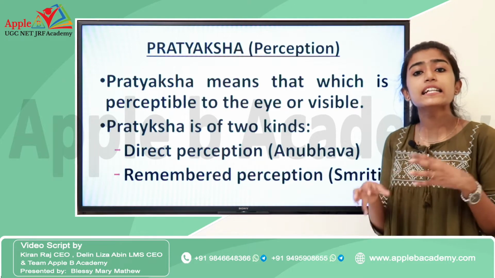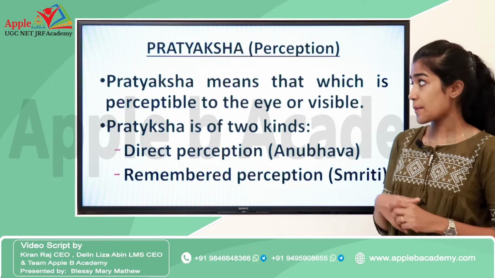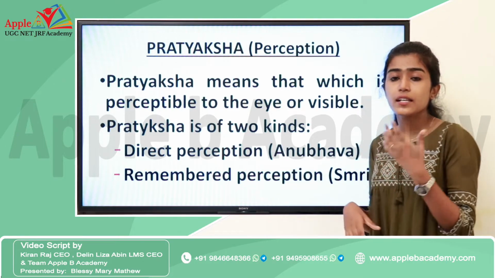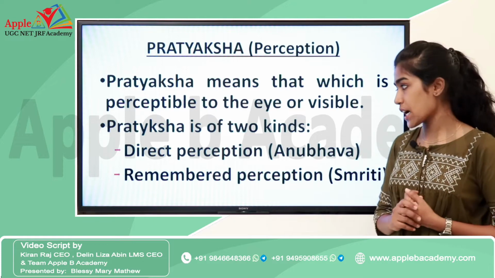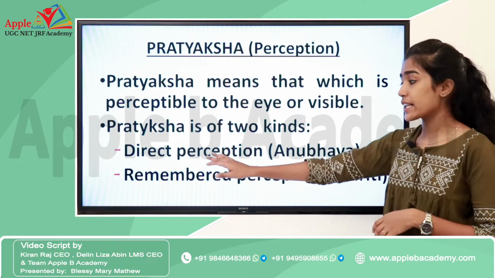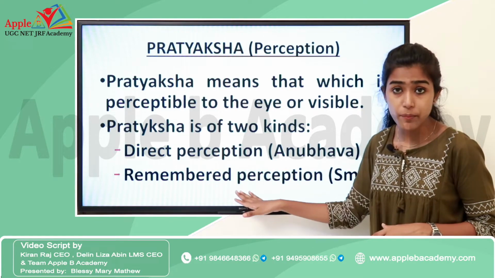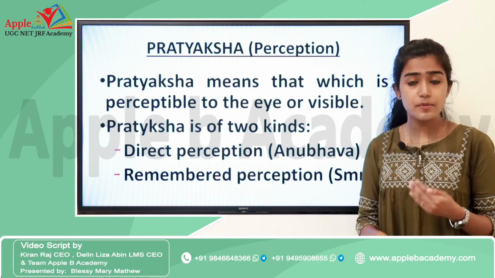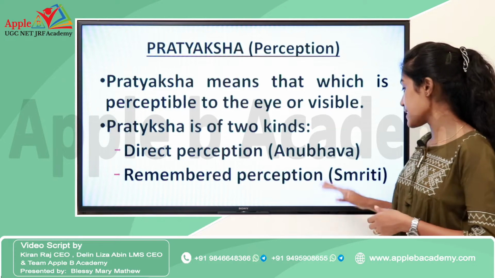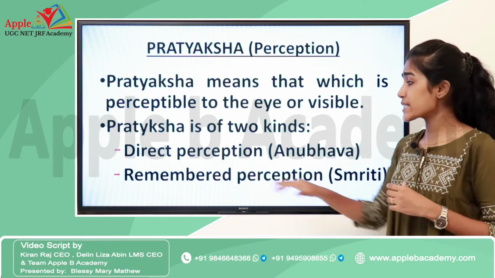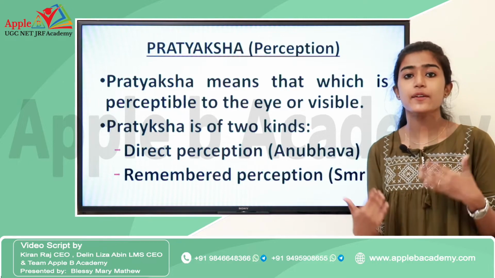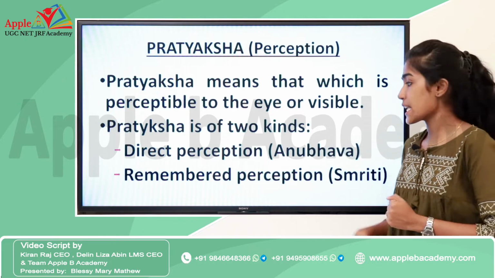There are certain categorizations that come under Pratyaksha. The first is the 2 different kinds of Pratyaksha. We have direct perception as well as remembered perception. Direct perception is called Anubhava and remembered perception is called Smriti. What is direct perception, or Anubhava? The things that we directly perceive, the things that we understand directly through our senses, are called Anubhava.